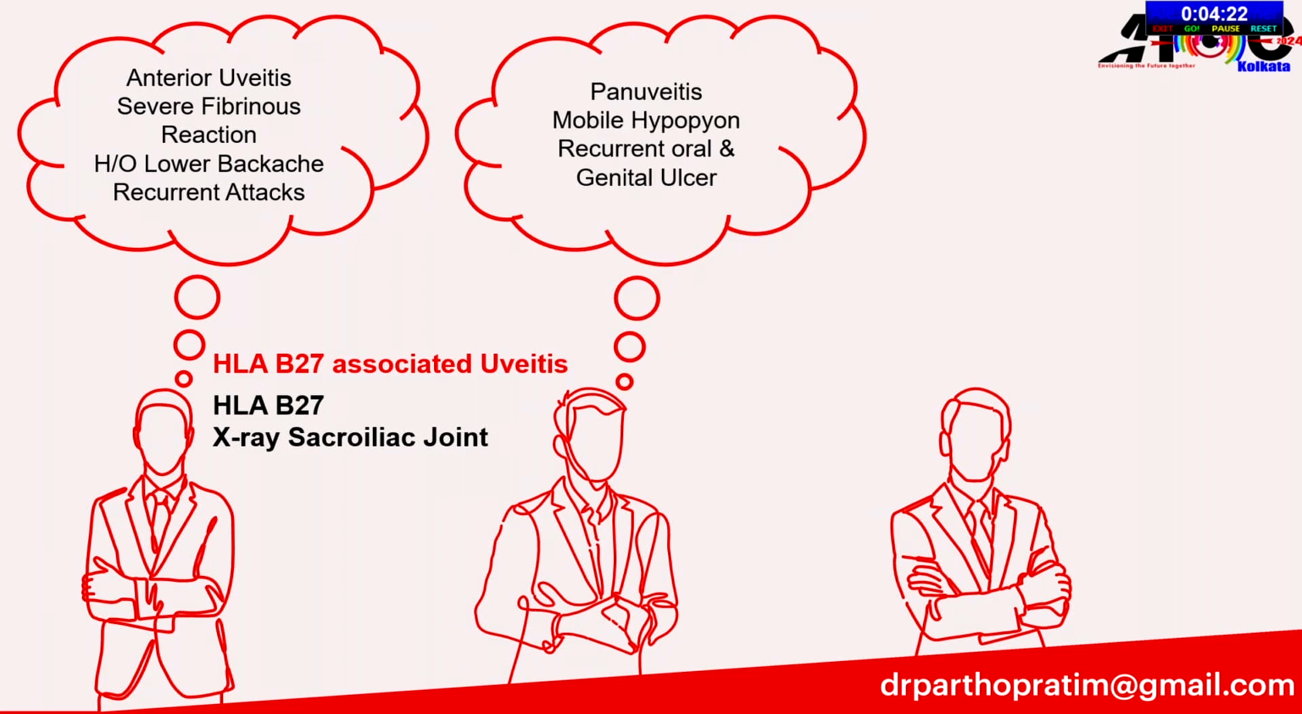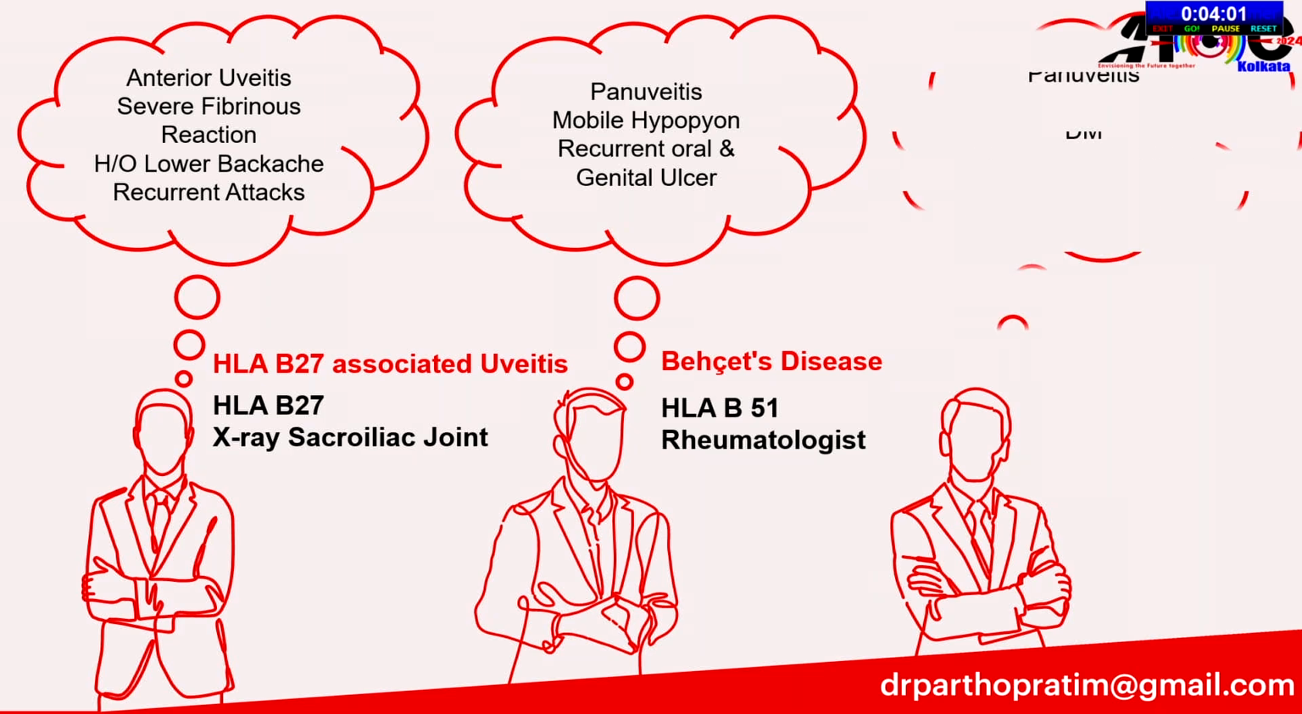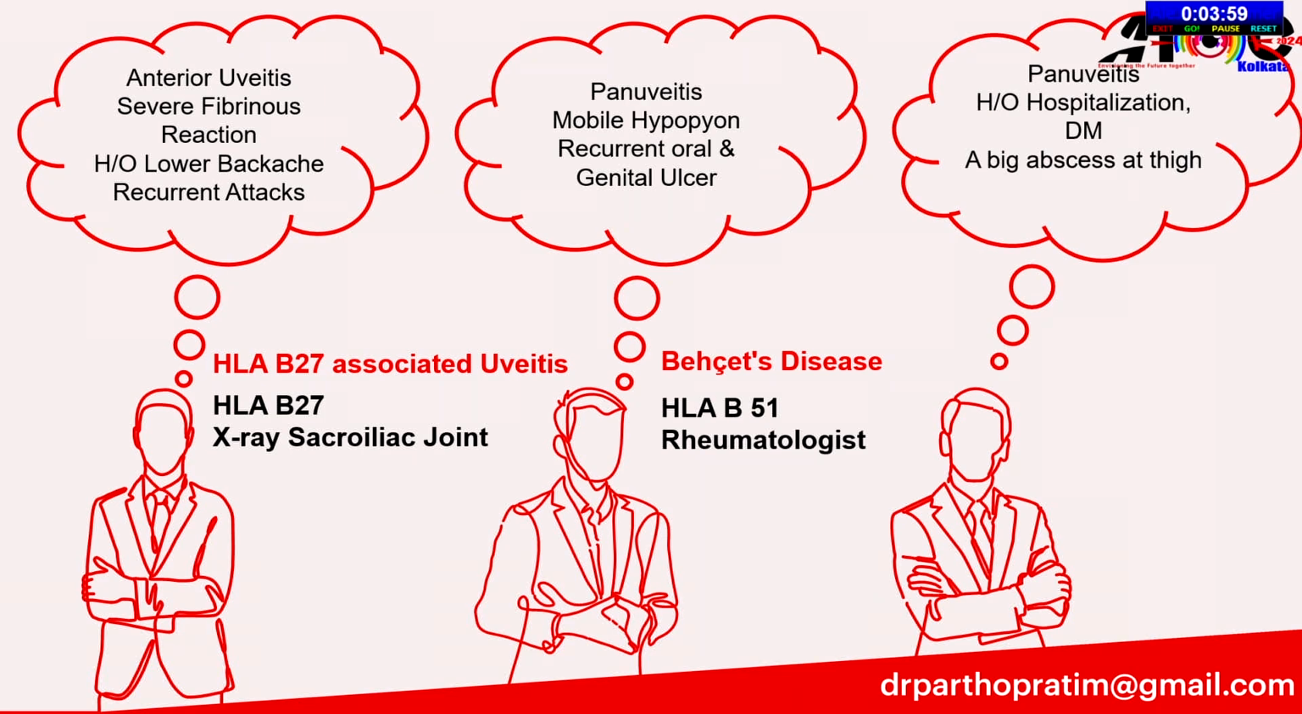The second picture can be a panuveitis with mobile hypopyon, and if you take the history, the patient can give you a history of recurrent oral and genital ulcers. For further investigation, you can send the patient to a rheumatologist, and you can do HLA-B51, though it does not rule in or rule out the diagnosis of Behçet disease, but it can be the second picture. Let's see the third one.